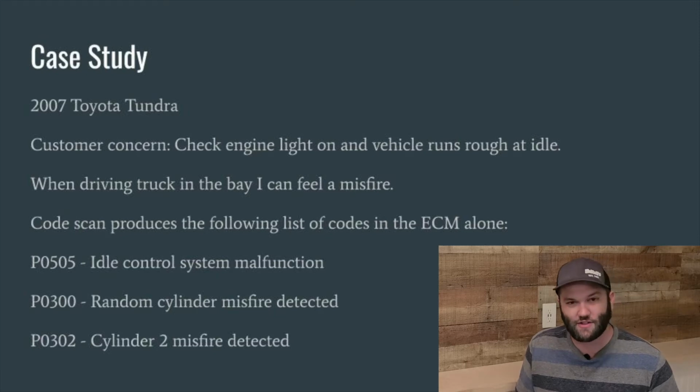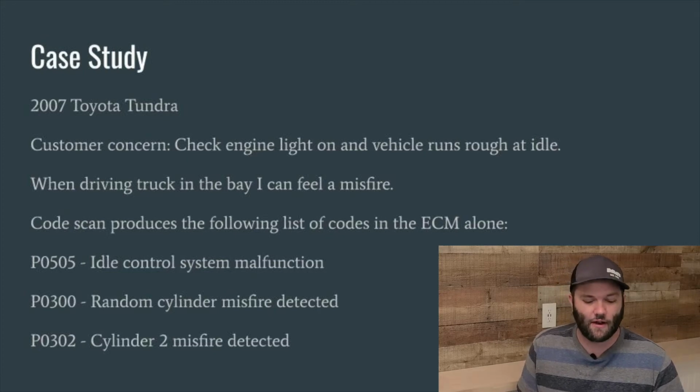So I have a 2007 Toyota Tundra. The vehicle came in with a complaint of the check engine light on, and the customer said that it idled rough and what sounded like a misfire. And we have 3 different codes stored. So where do we start?